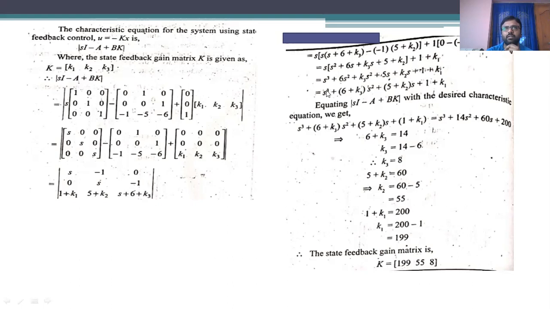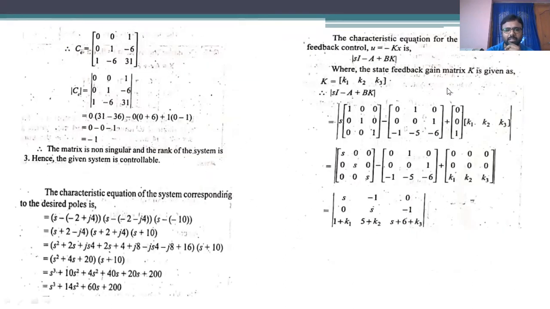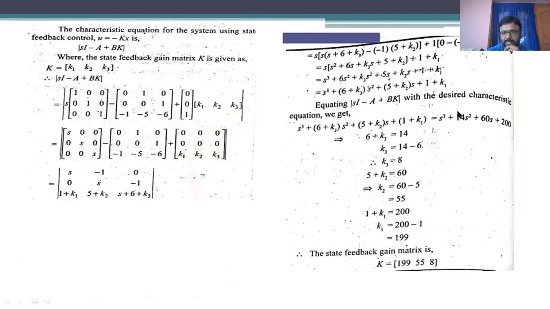So we have to equate this characteristic equation with the characteristic equation which is obtained with the closed loop poles. This is the characteristic equation obtained with the closed loop poles, and this is the one obtained with the expression SI minus A plus BK. So this is the equating equation: S cube plus (6 plus K3) into S square plus (5 plus K2) into S plus (1 plus K1) is equal to S cube plus 14S square plus 60S plus 200.